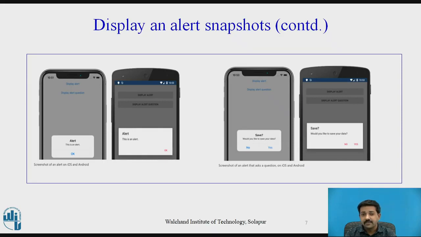So this is the difference between the alert message on iOS and Android: a screenshot of an alert on iOS and Android, and a screenshot of an alert that asks a question on iOS and Android.